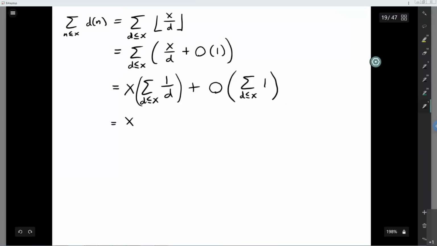Now we can use the fact that the very last thing we proved last time was that this partial harmonic series, we also know how to approximate this function. This is log x plus big O of 1. And we know that the sum of a bunch of 1s is the floor function of x.